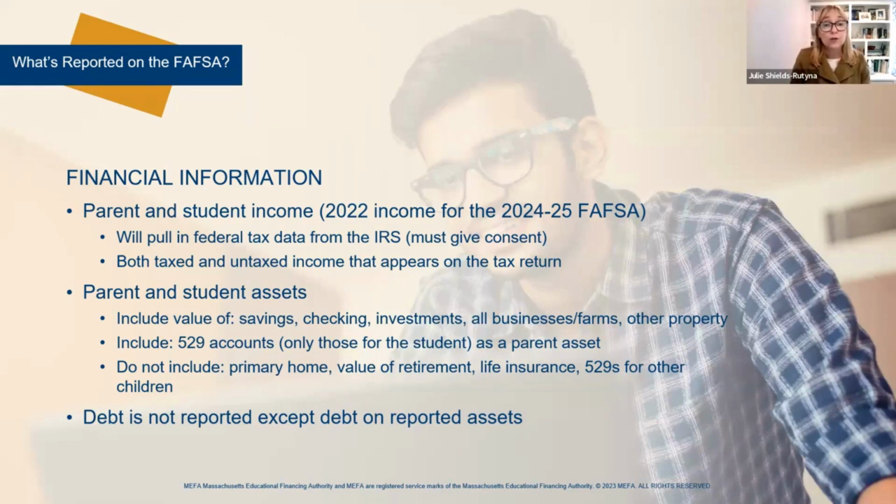Do not include any value of your primary home or your retirement accounts, life insurance, or 529 accounts for other children. Do not include those on the FAFSA. And debt is not reported except for any debt on reported assets.